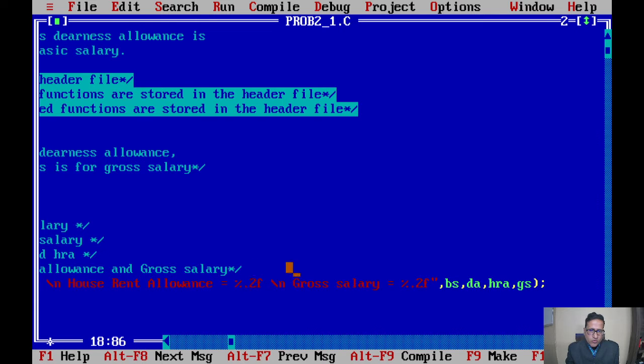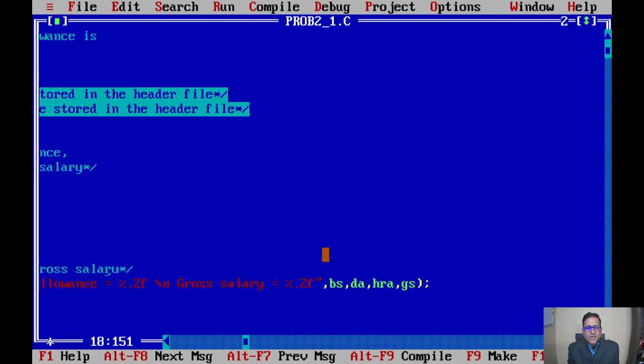Again I want to take your attention toward this, that I am here typing 0.2. Why? For the 2 decimal places. You can take any number. If you write directly %f, it will take a number of decimal places as predefined. Again \n is for the next line, and the gross salary.